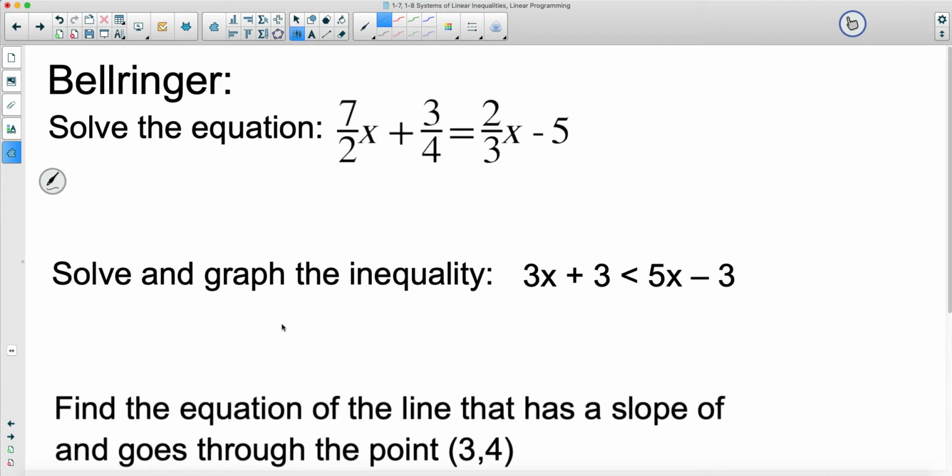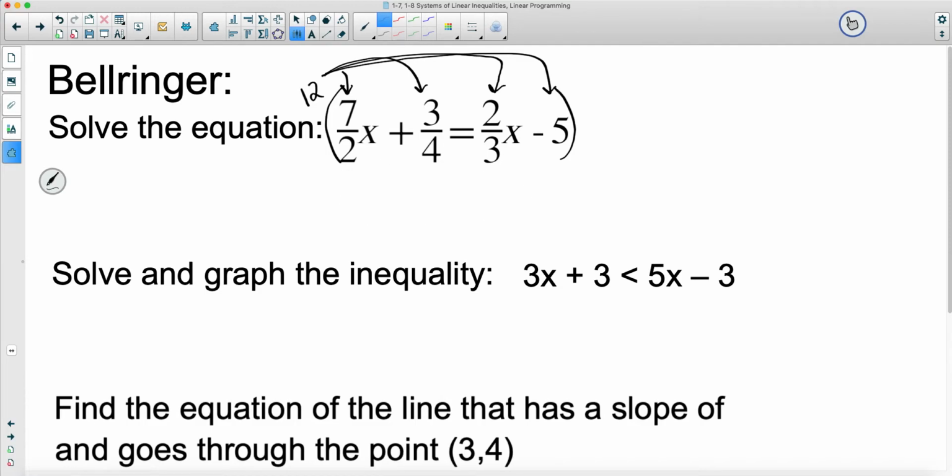Alright, so looking at these problems, solve the equation. We've done plenty of these before, so remember the best way to get rid of the fractions is to multiply everything by a common denominator between 2, 4, and 3. That would be 12, okay? We're going to multiply everything by 12, and that should take care of our fractions.